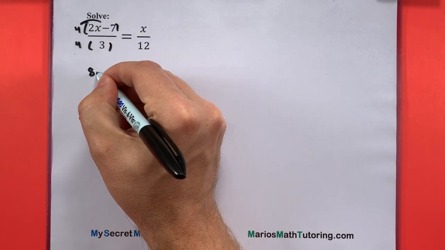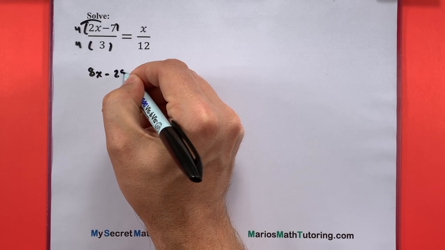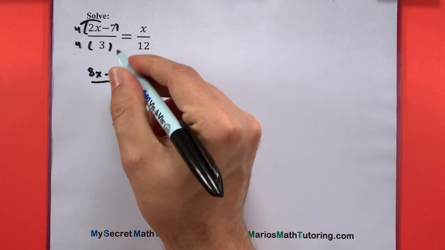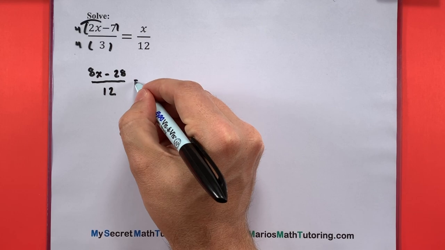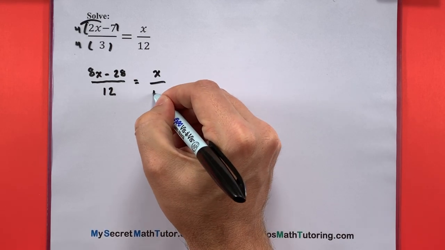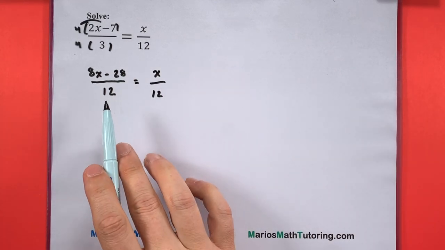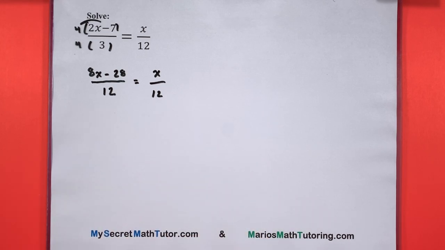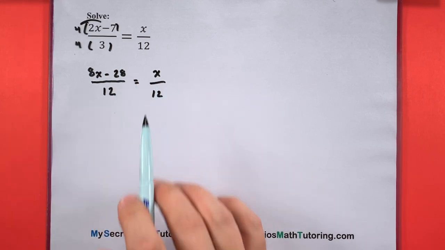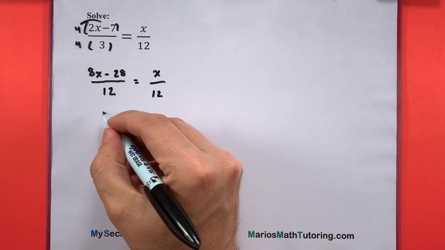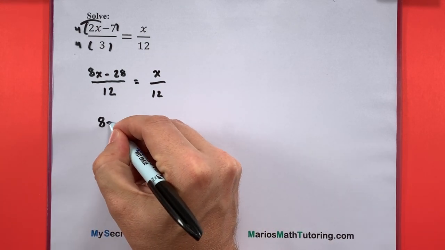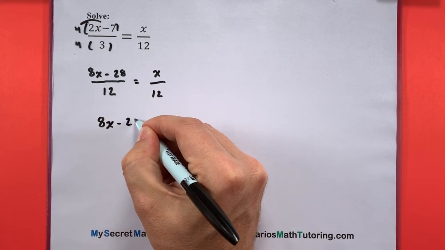So that'll give us 8x minus 28, all divided by 12, equals x divided by 12. Now you can really see the importance of doing that. Since the denominators, or the bottoms, are equal, it means that the tops, or the numerators, must also be equal. So we'll only need to focus on those top pieces.